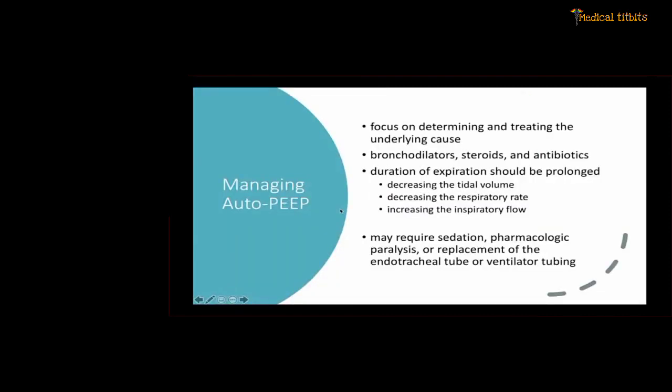How do you manage auto PEEP? You focus on determining and treating the underlying cause: bronchodilators, steroids, and antibiotics. Duration of expiration should be prolonged by decreasing the tidal volume, decreasing the respiratory rate, and increasing the inspiratory flow, because your inspiratory time proportion is going to be reduced. So go for a higher inspiratory flow. This management may require sedation, pharmacological paralysis, or replacement of the endotracheal tube or ventilator tubing.